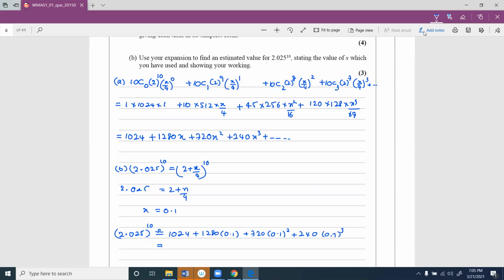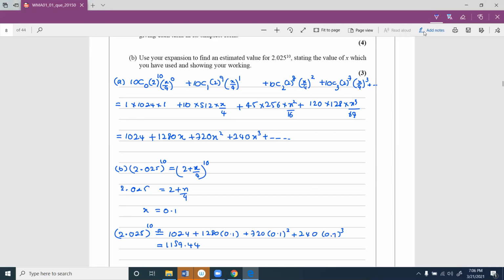1024 plus 1280 times 0.1 plus 720 times 0.1, and you'll be getting the answer 1159.44. Here also you can use the same technique.